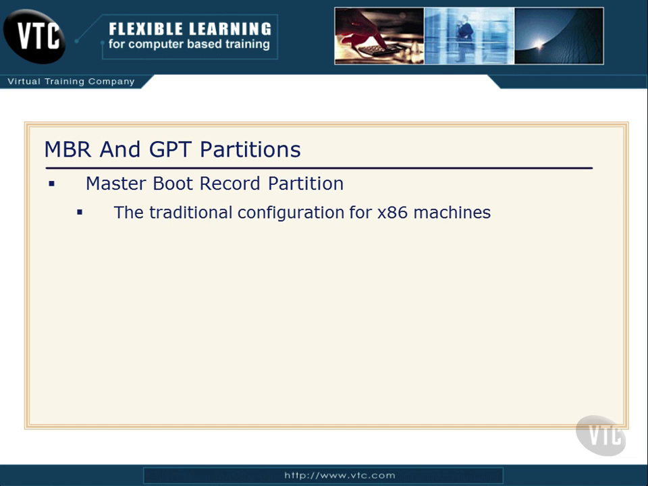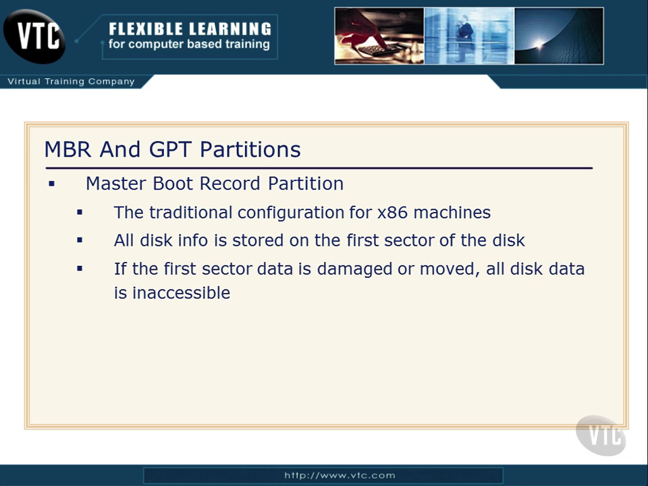So, the Master Boot Record, or the MBR, is the traditional configuration for x86-based machines. All disk info is stored on the first sector of the disk. We've been through this before, right? When you delete a file, the data doesn't actually go away. We just delete some of the library information that points to it in that first sector of the disk, and the data is actually still out there on the disk. We had security issues with that. We now know how to deal with that.